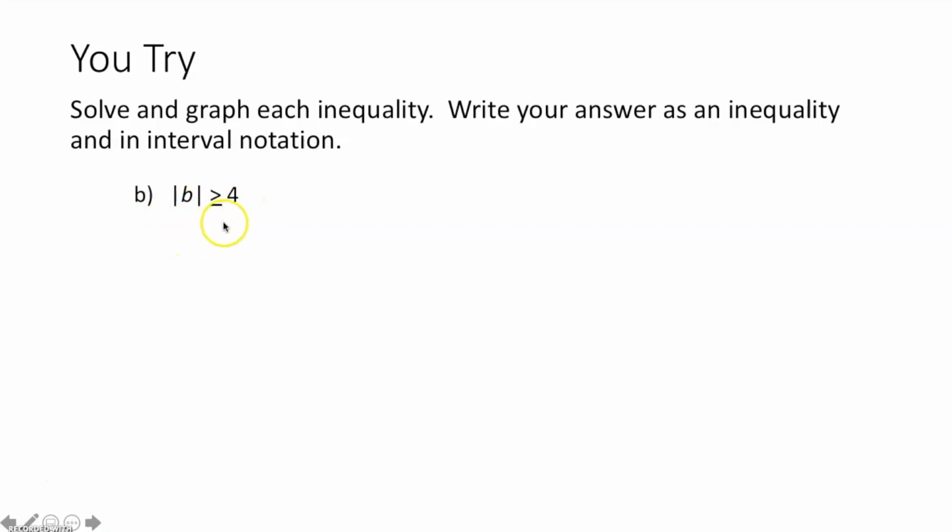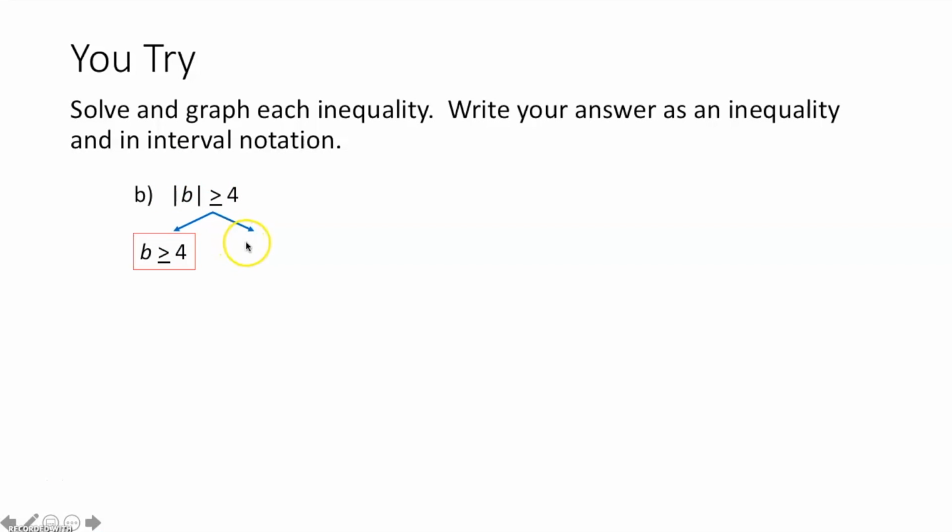For part B, again, simplify, move, break, solve. Can I simplify either side? No. Next, move my absolute value to the left. Done. Next, move everything else to the right. There is nothing else. So after that, we're going to break this inequality into two separate inequalities. The first one is going to be exactly what you see, just without the absolute value sign. So it's going to be b is greater than or equal to 4.